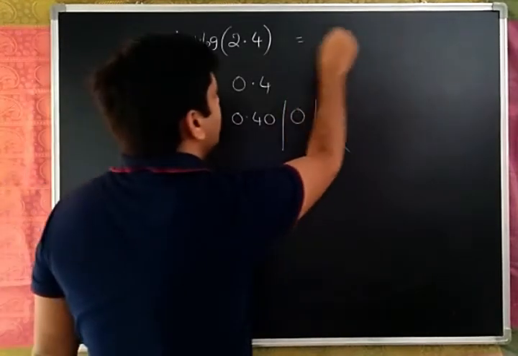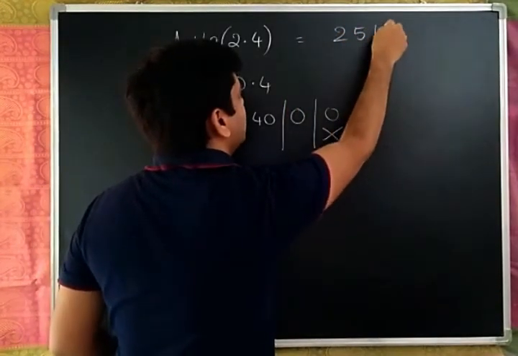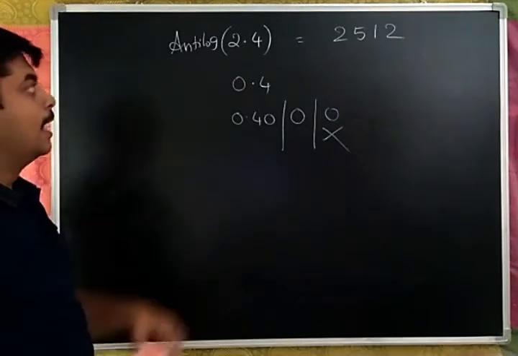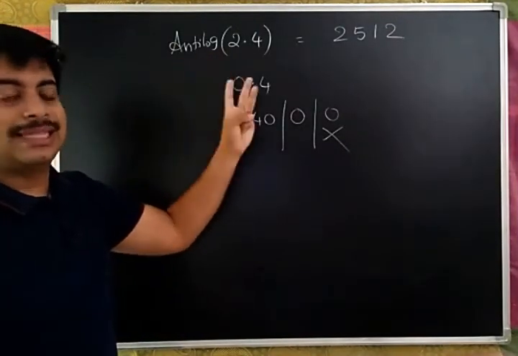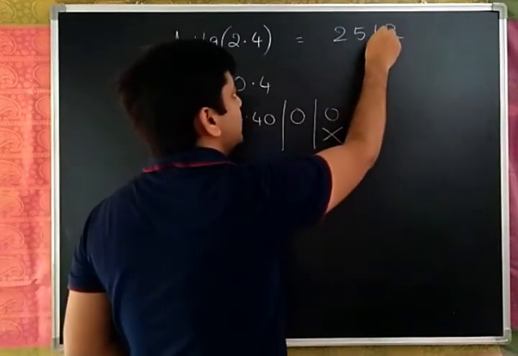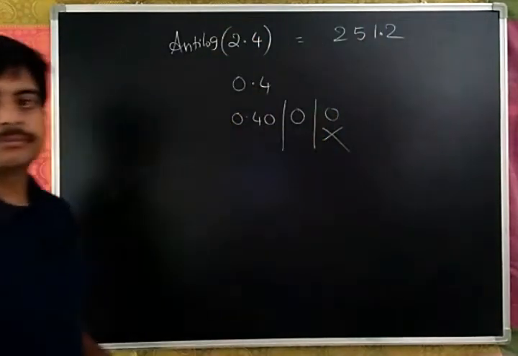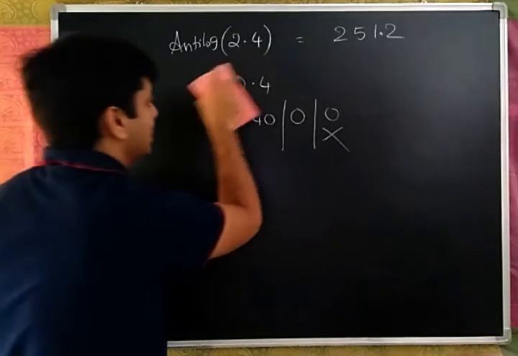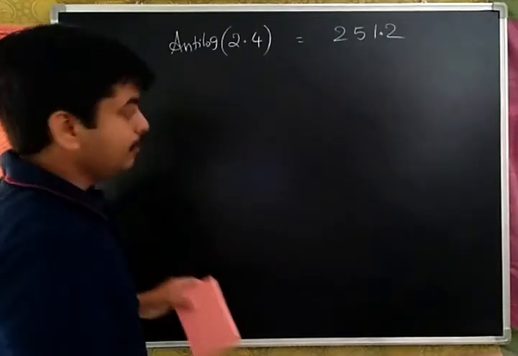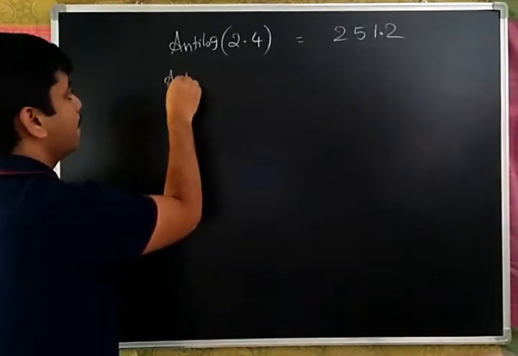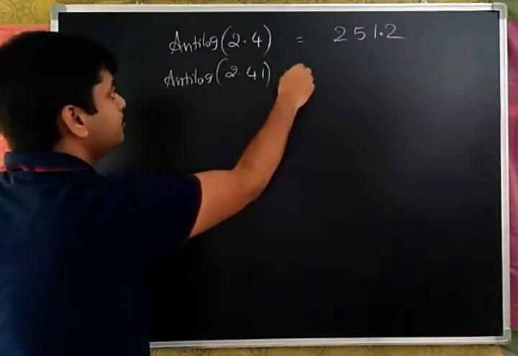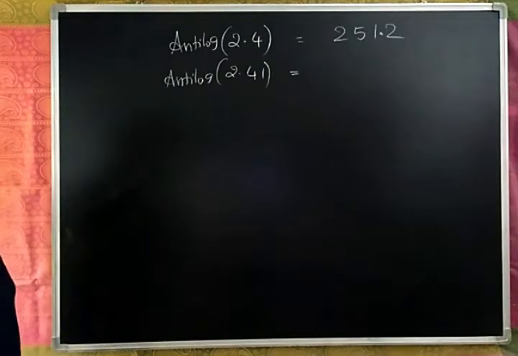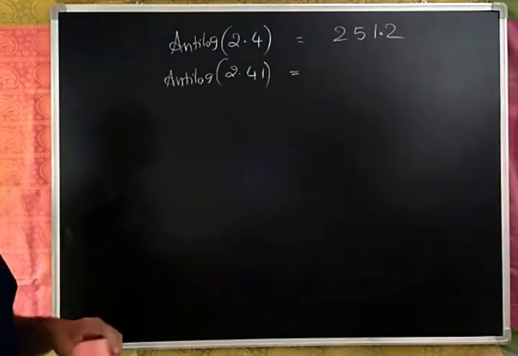But we shouldn't stop here. This is 2. So 2 means you add 1 to that, it will be 3. So after 3 digits, the point, that is 251.2. Let us take one more. Antilog of 2.41. How to find this one?